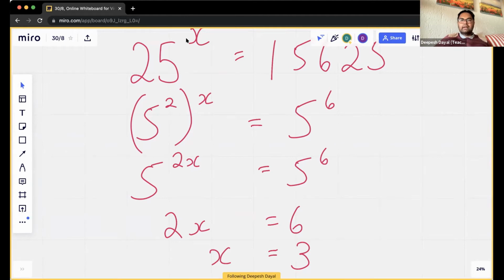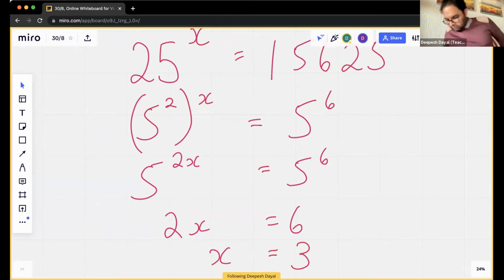Sir, so do you take the 2 to the other side and subtract it with 6? You'd say 6 divided by 2 because it's 2 times x, yes. Yes, sir. Okay.